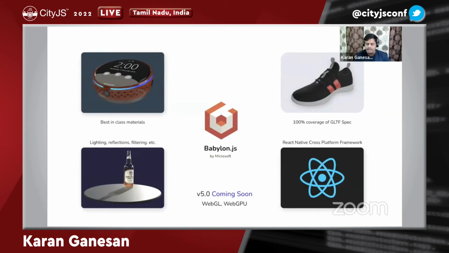Coming to Babylon.js. Babylon.js is a framework, a library from Microsoft. It has really good materials. It has 100% GLTF spec coverage. It has a React Native platform, and after a long time, there is a version 5 coming very soon, in a couple of months, and we are going to see a lot of very good improvements from the Babylon team from Microsoft and the wider open source community. They also support both WebGL and WebGPU, the latest spec that can be used for rendering graphics on the web. So that's Babylon.js in short.